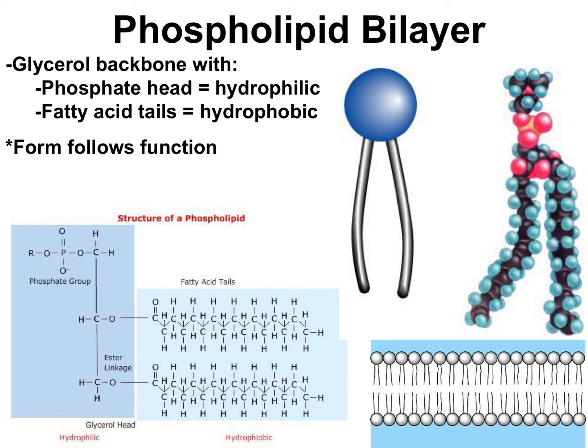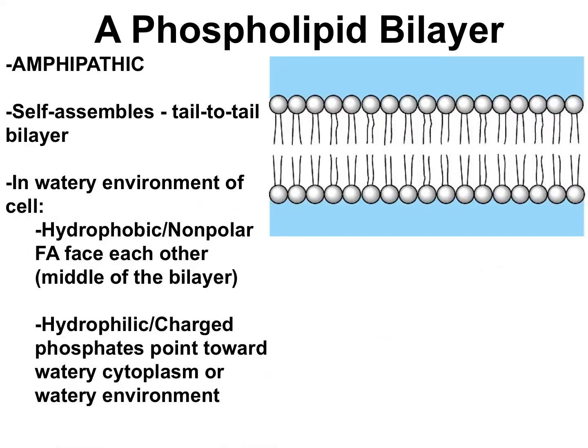Biochemically, the phosphate head group is hydrophilic because of its negative charge, and the nonpolar nature of the fatty acid tails makes the tails of the phospholipid hydrophobic. When one side of a molecule is hydrophilic and the other side is hydrophobic, this is called amphipathic. Phospholipids are amphipathic. As a result, phospholipids do something really cool.